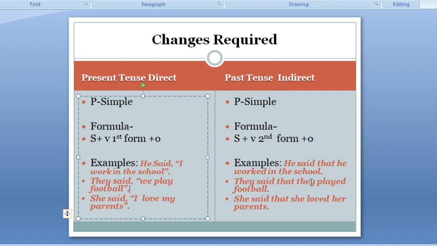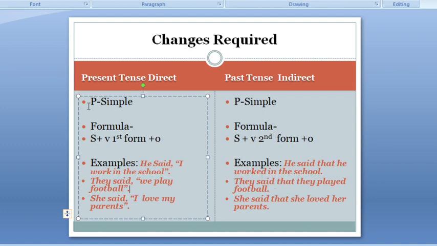Similarly, she said, "I love my parents." So here's the inverted comma and comma. We'll remove these and we'll use "that." She said that she loved her parents. It will not be "my parents," because it's a change, it's a repetition. If somebody is repeating this sentence, somebody cannot say "my," because somebody is saying "her parents." So "she" will be changed, okay, "her." So "my" will be changed to "her parents."